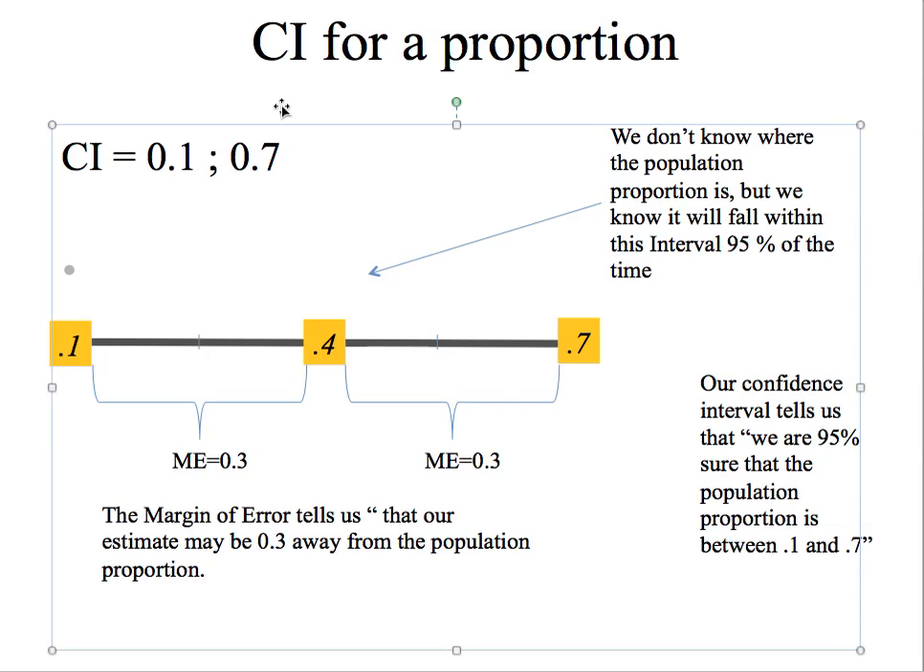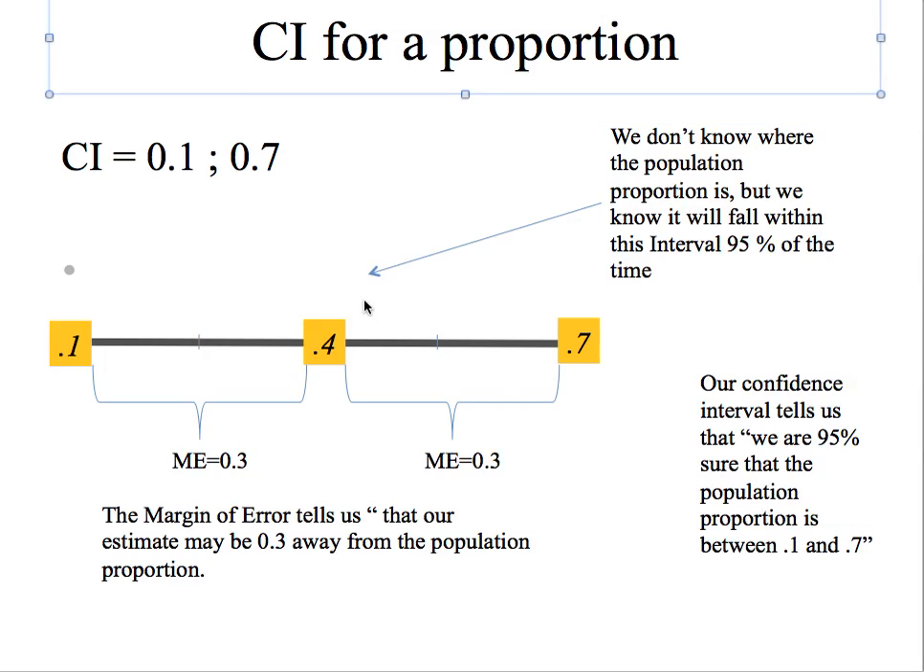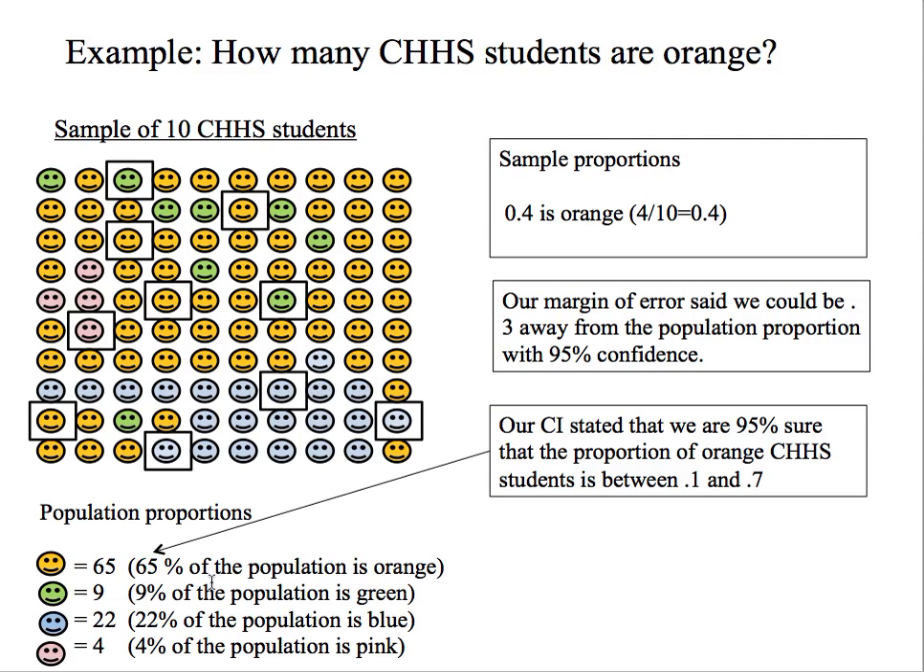Now, we don't know where the population proportion is. We will never know that. But we are 95% sure that it falls somewhere between 0.1 and 0.7. We are 95% sure that a population proportion falls between 0.1 and 0.7. Now let's see. The actual population proportion is 0.65.